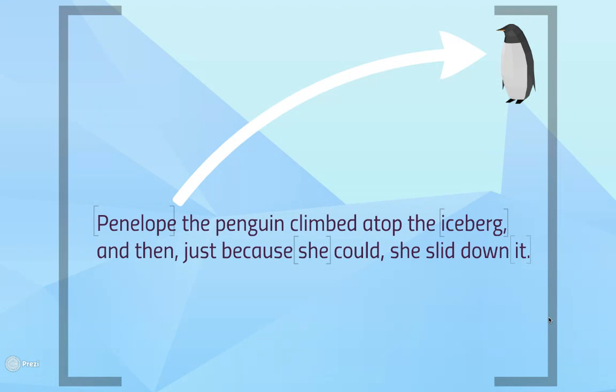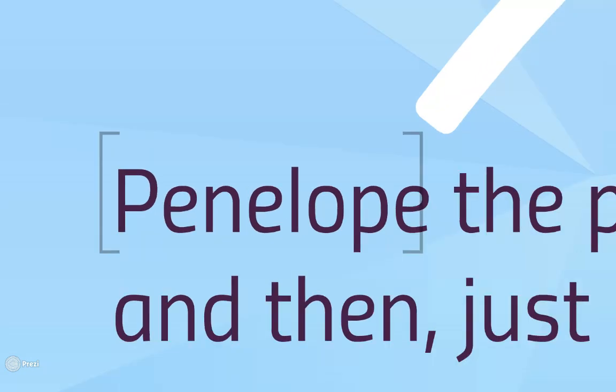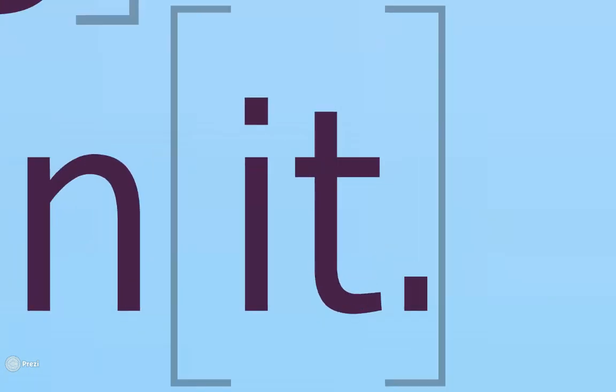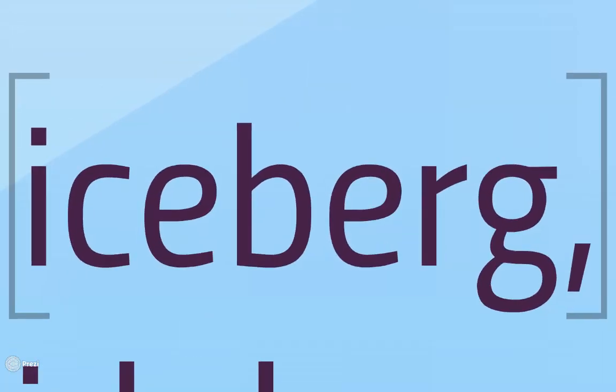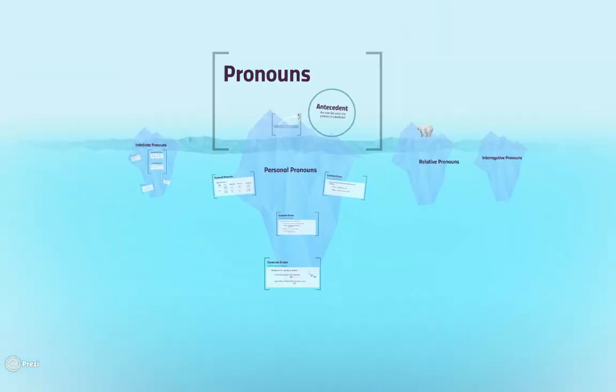Penelope the penguin climbed atop the iceberg, and then, just because she could, she slid down it. So we have some nouns in this sentence. We have Penelope, we have iceberg, we have some other nouns besides this, but those are the two that we're going to be looking specifically at. So starting with the pronoun she, the antecedent would be Penelope. That is who we're talking about. The next pronoun in the sentence is the word it, and these are both personal pronouns. And it refers to the iceberg. So in this sentence, Penelope and iceberg would be the antecedents.